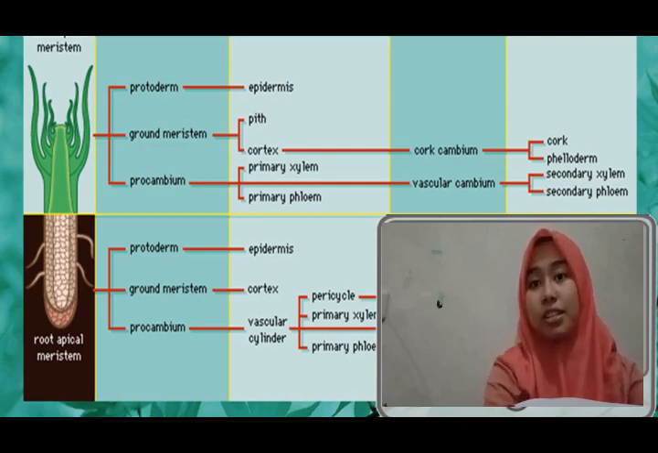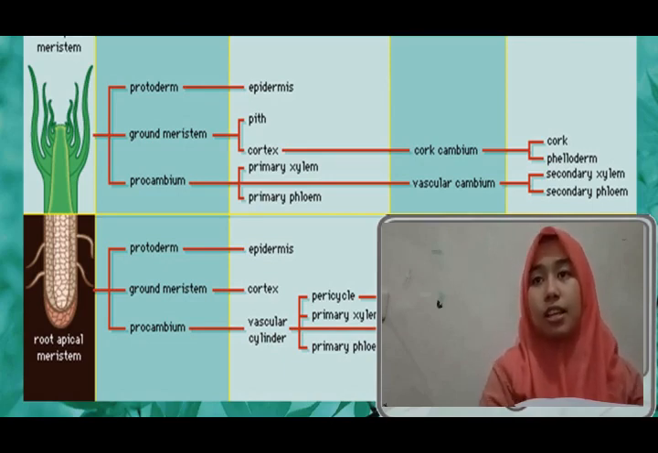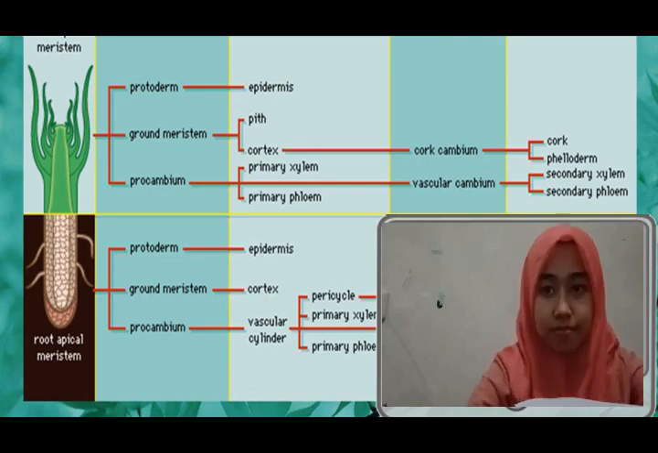In the lateral meristem phase, the cortex becomes cork cambium, and the primary xylem and phloem become vascular cambium. And the last, the old phase or secondary tissue: cork cambium becomes cork and phelloderm, and vascular cambium becomes secondary xylem and secondary phloem. Thank you.